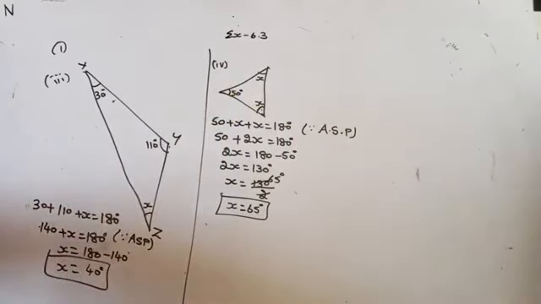130 plus 50 is 180 degrees. You can verify your answer also, just by substituting the value of x in the given figure. If the sum of all angles comes to 180, your answer is right.